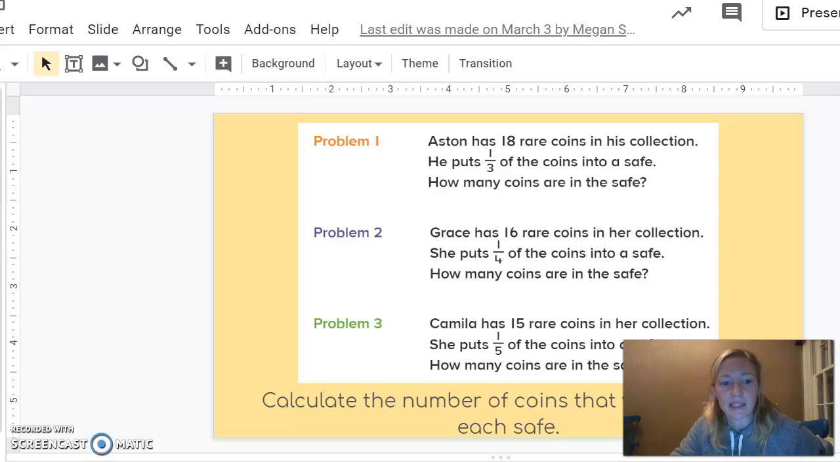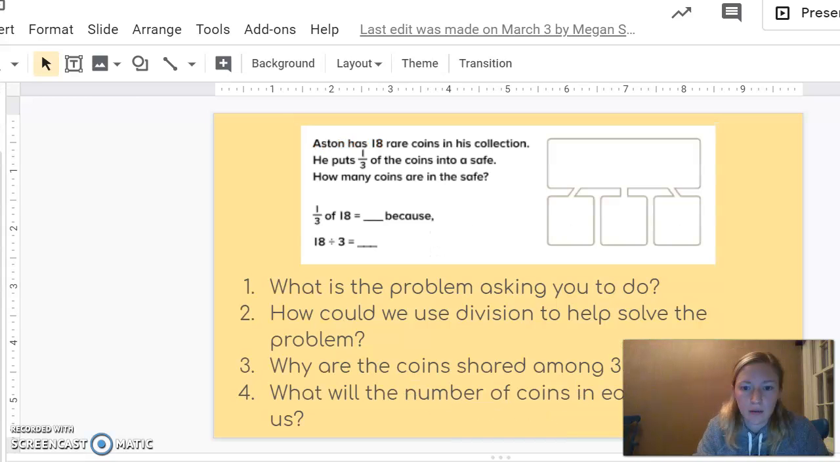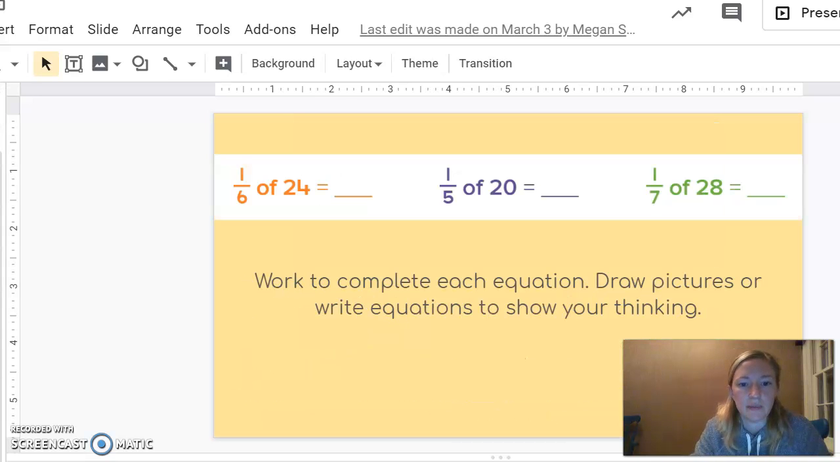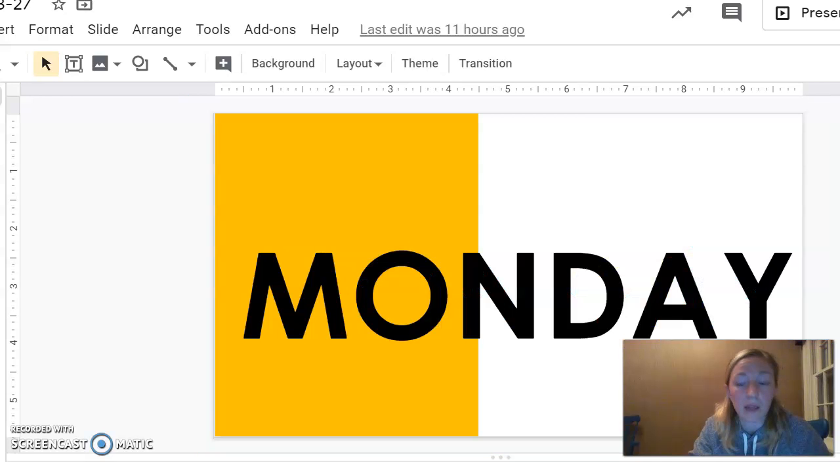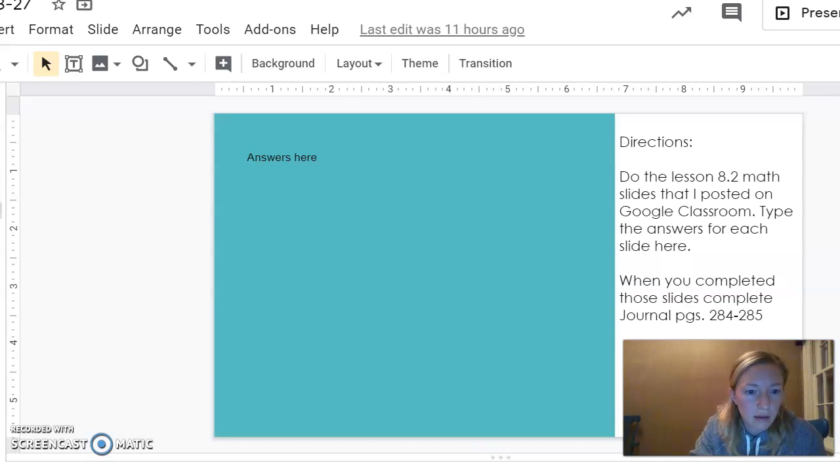Now the next slide isn't something you necessarily need to do. You can go ahead and skip to this last slide, which has 3 example problems that I want you guys to try on your own. And you'll record those problems back on our lesson slide, where if you go to Tuesday and you go to math, where is that?